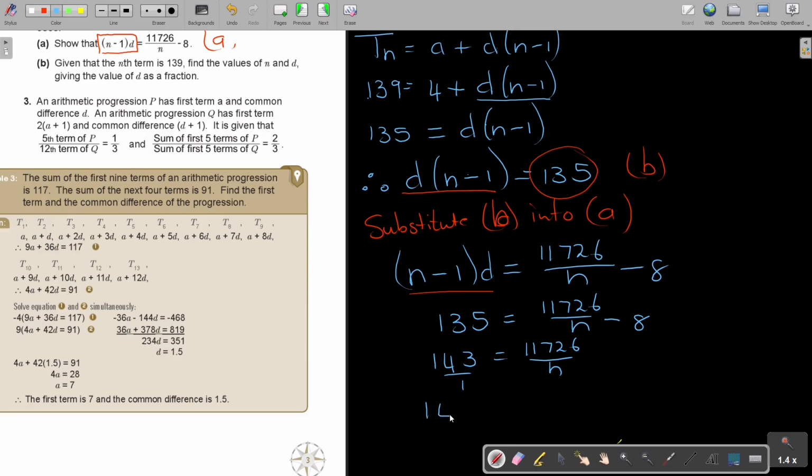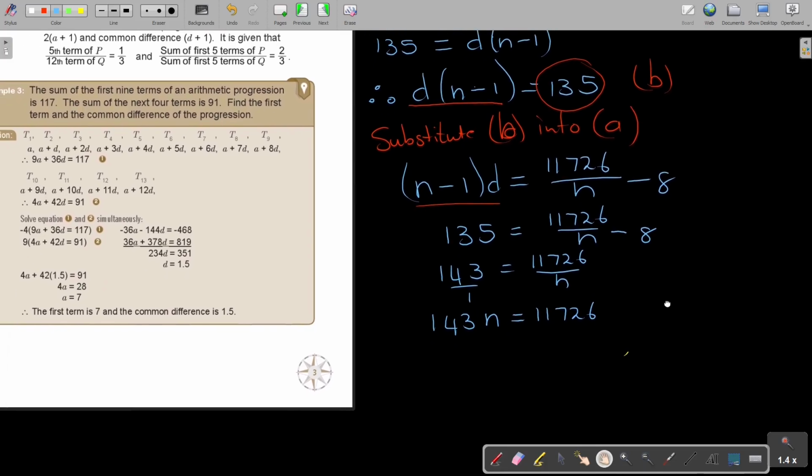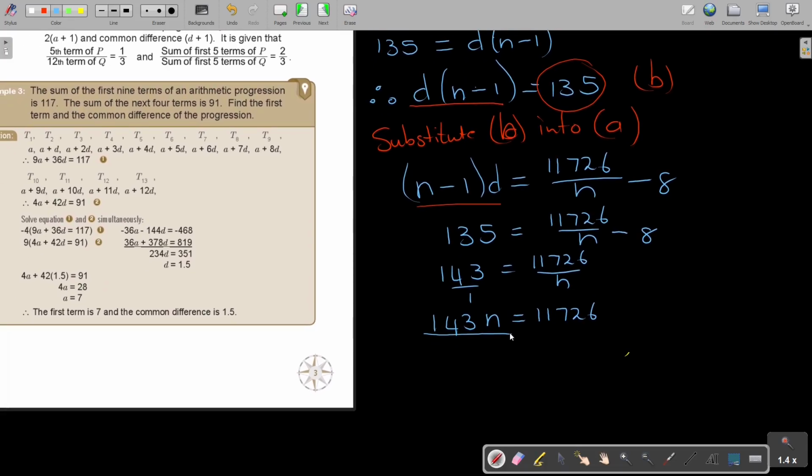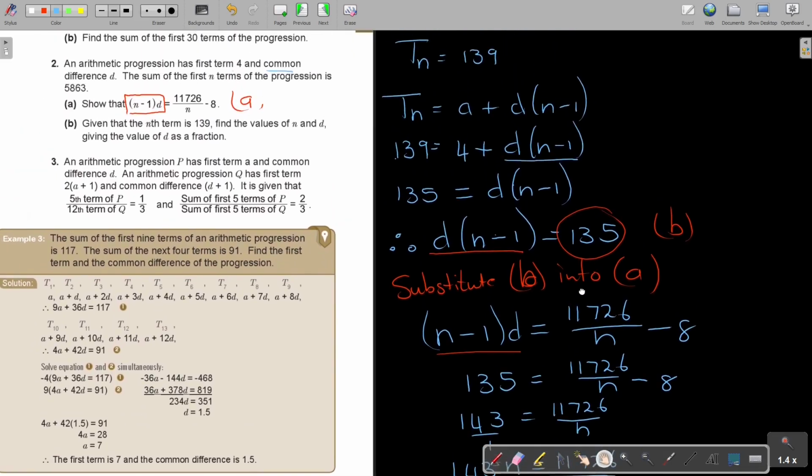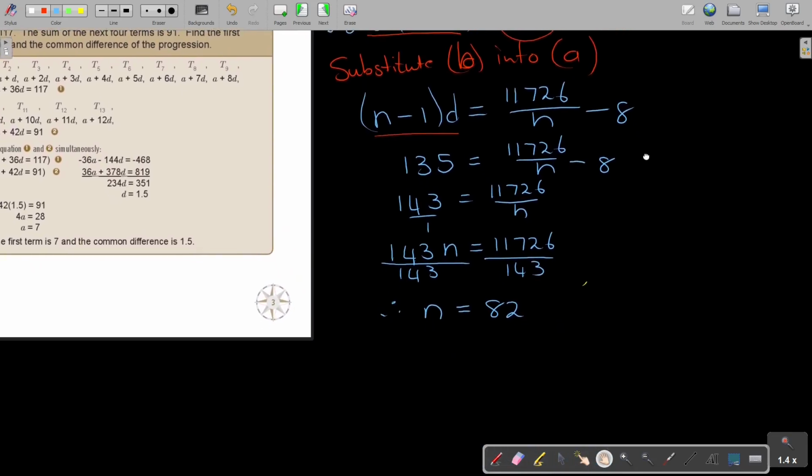So it's 143n equals 11726. Okay, and if I divide by 143, I get that the value of n is equal to 82. Okay, what was the question? Let's just go to the question. Find the values of n and d, given the value of d as a fraction. Okay, so I have n, but I must still find d.